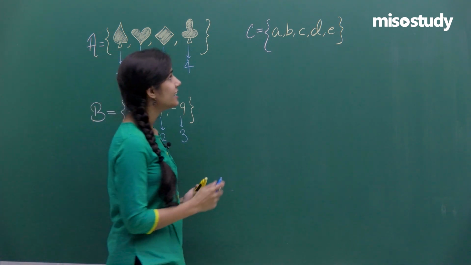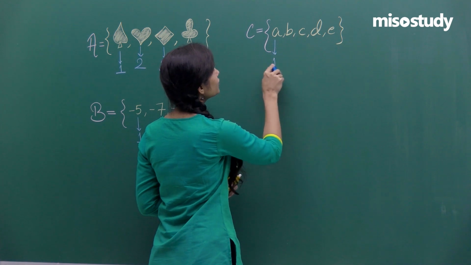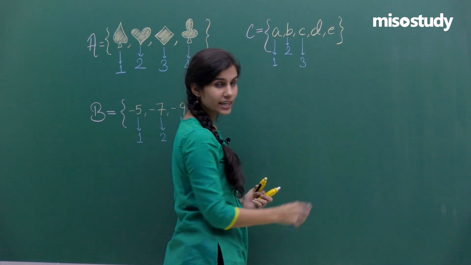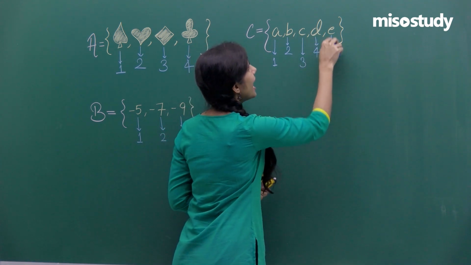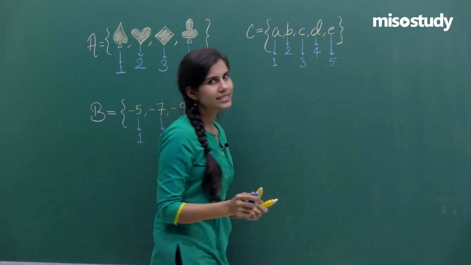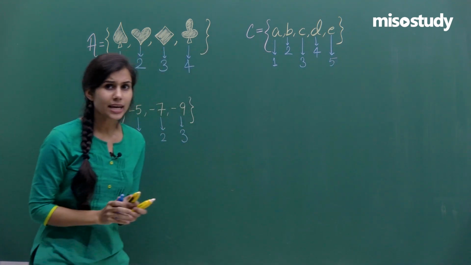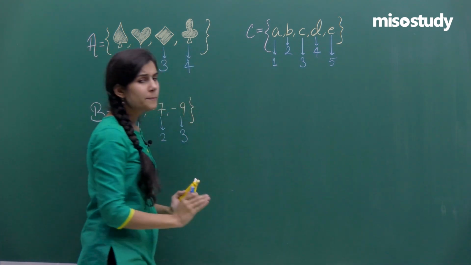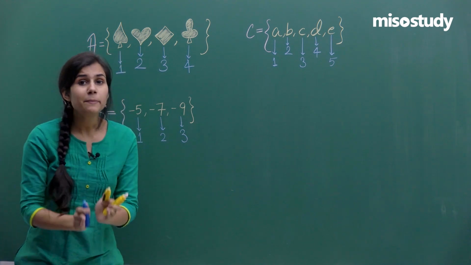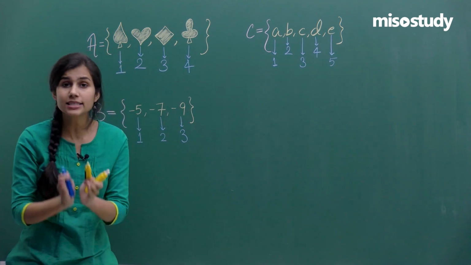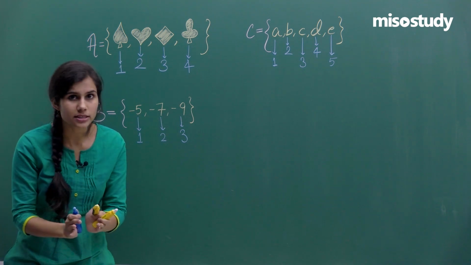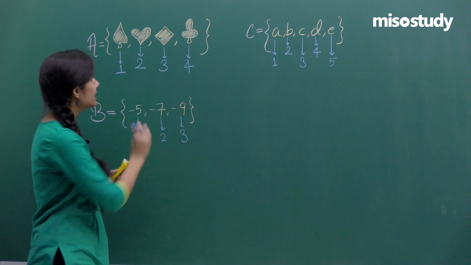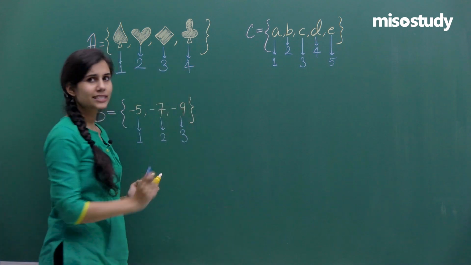Moving on to set C, we have A getting assigned natural number 1, B gets assigned natural number 2, C gets assigned natural number 3, D gets assigned natural number 4 and E gets assigned the obvious natural number 5. Why did I make you do this? Basically, these three are examples of sets wherein we were able to label the members or list the members by natural numbers.